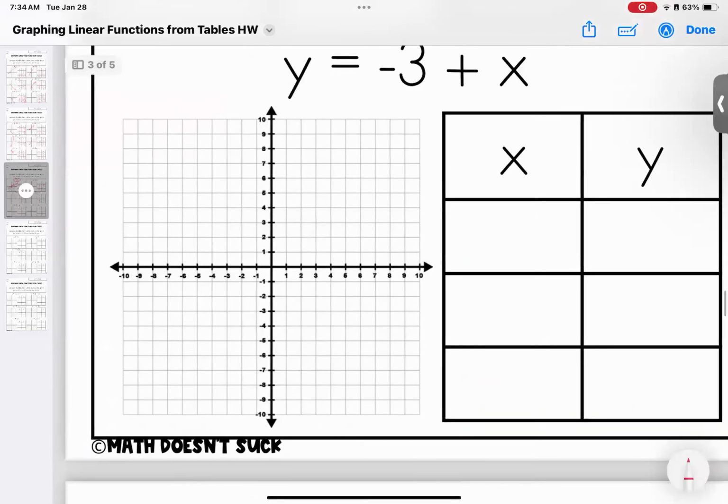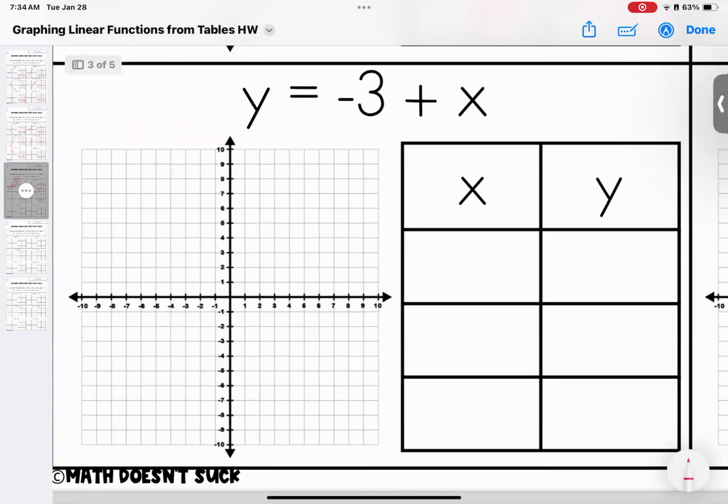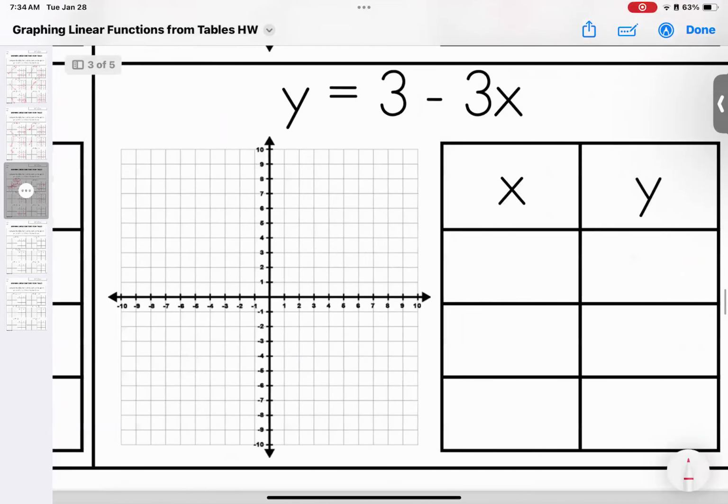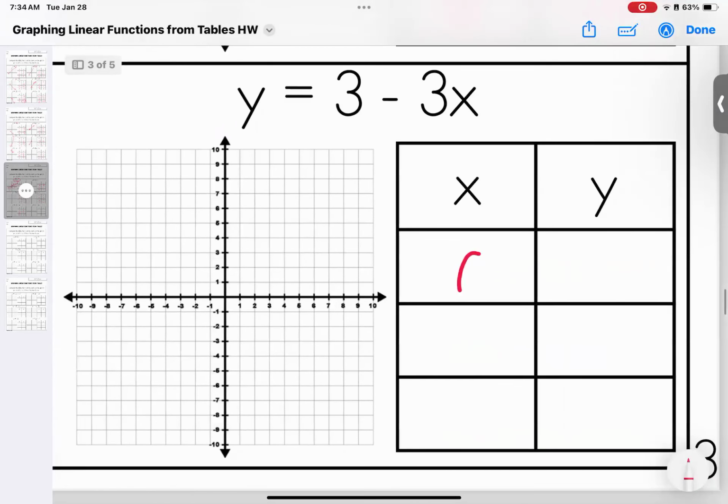Over here, let's do one that wouldn't stay on the graph. Let's do 5, 10, 15, because you really can choose anything. 5 plus negative 3 is 2. 10 plus negative 3 is 7. And 15 plus negative 3 is 12. Last one would not fit on the chart at all. That is okay. Try our best to keep them on the chart, but if it doesn't work, it doesn't work.